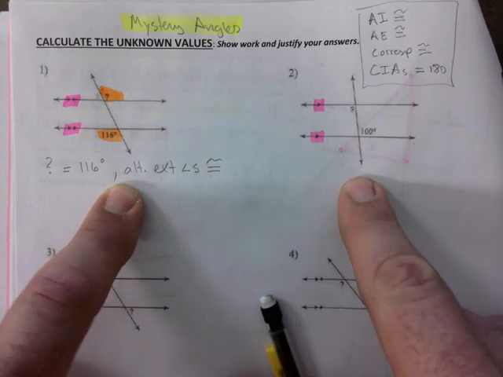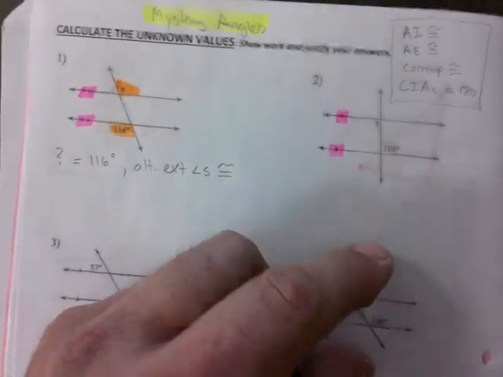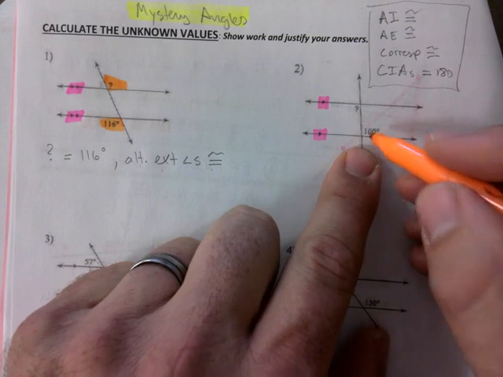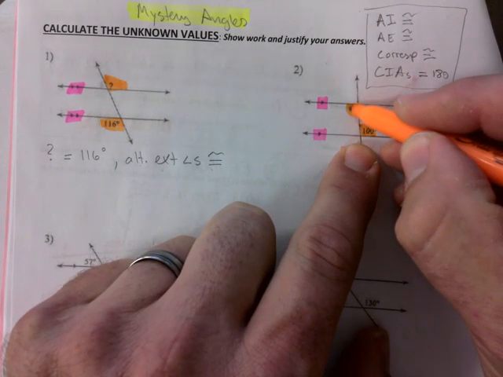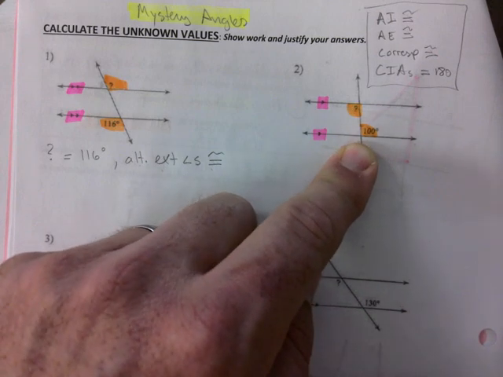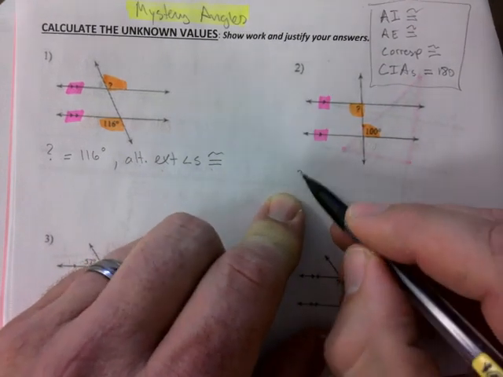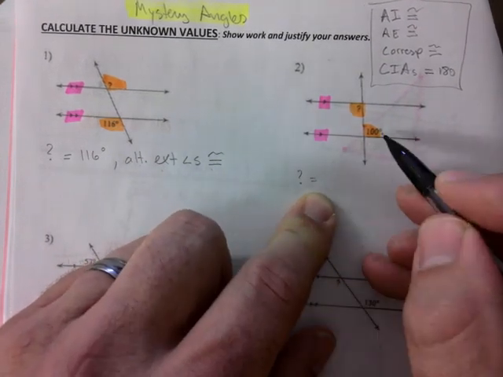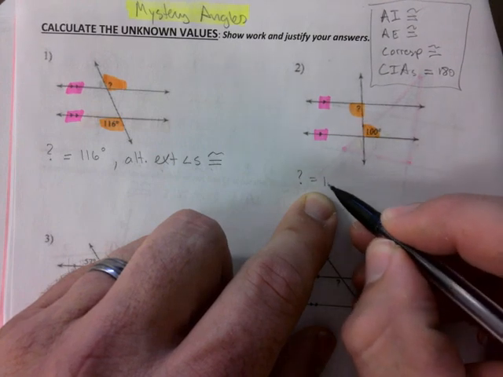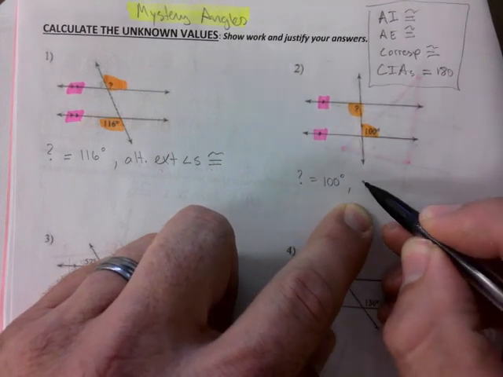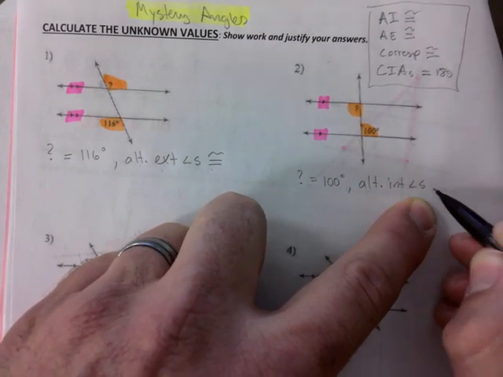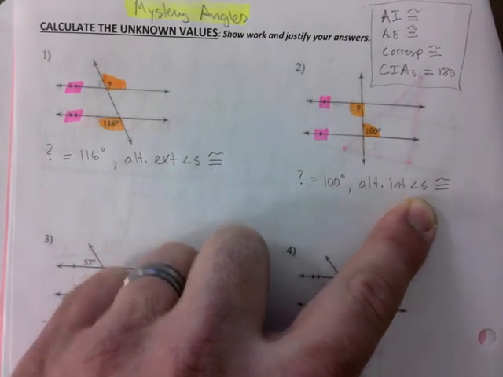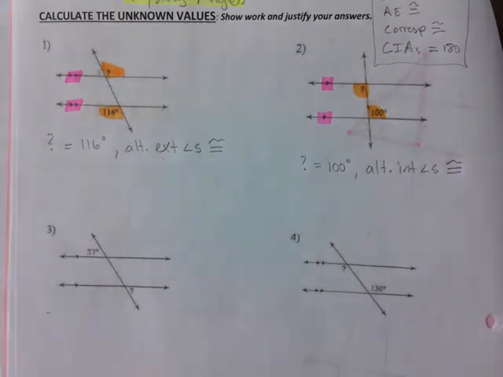Over here, this is 100, and you're supposed to get this one. Oh, I know what those are called. I know that these are alternate interior, and they're supposed to be the same. And I'm just going to justify that alternate interior angles are congruent. Bingo. So that's how you do.